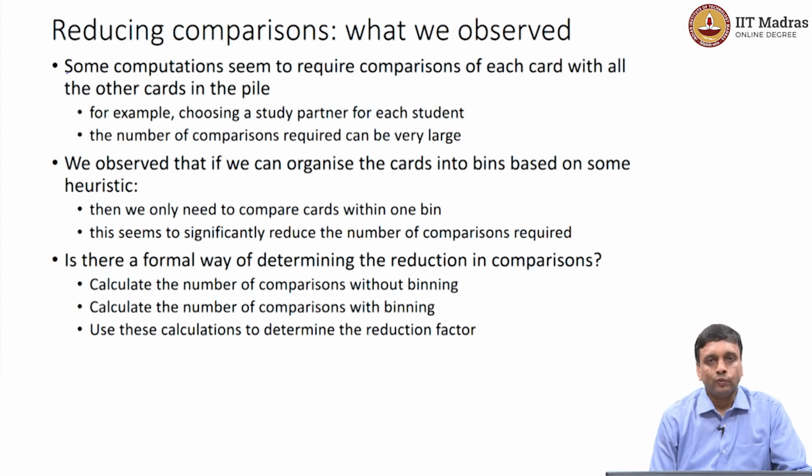So what we are trying to do in this lecture is to formalize this notion. How many comparisons would we do if we did not bin? How many comparisons would we do if we do bin? By what factor are we reducing the work, and why is this important?